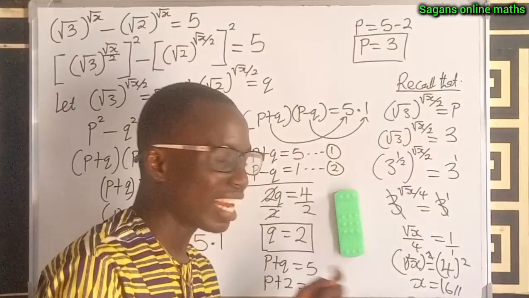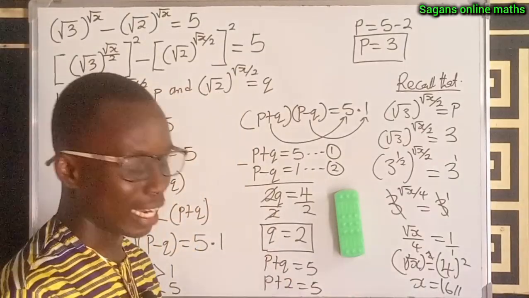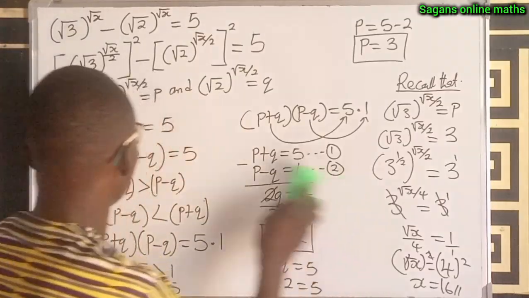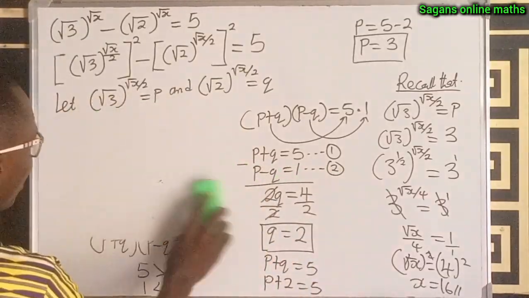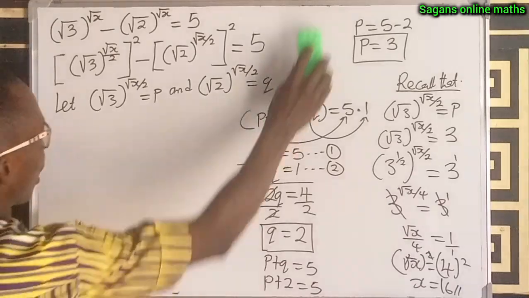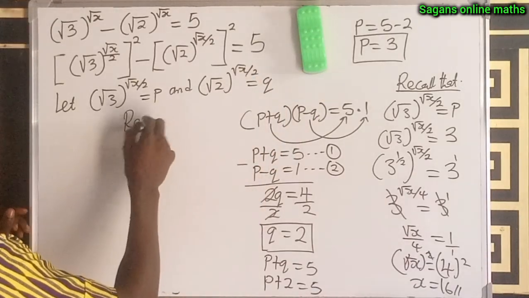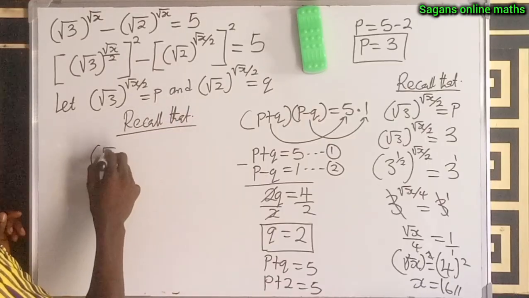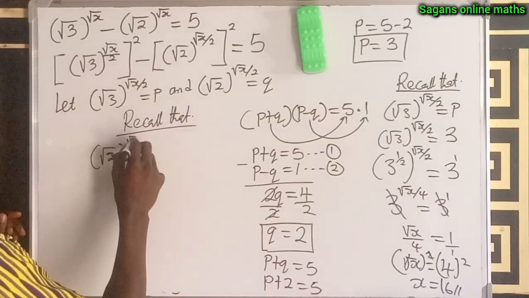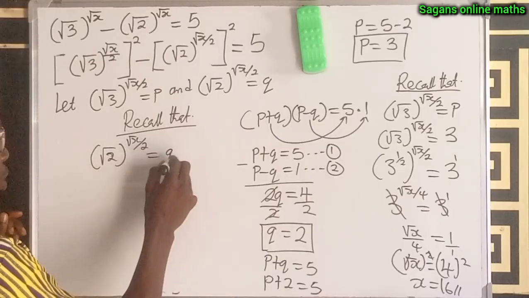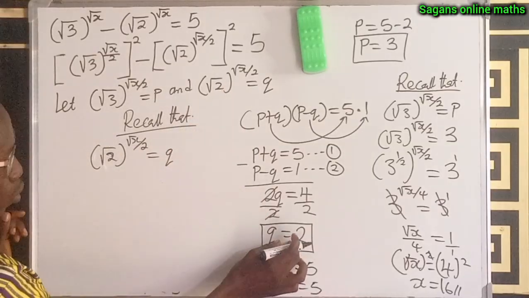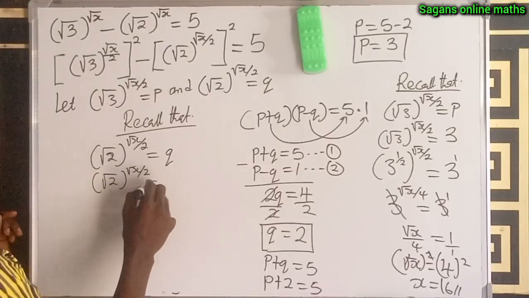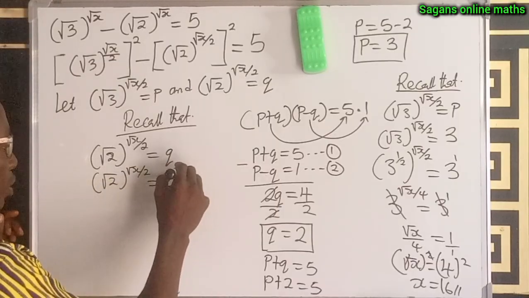I love this. Now let's see when our q is equal to 2. Let's see whether we can also find the value of x. Remember the value of x must be 16. So let's remove this from here quickly. Now at this point, let's recall that (√2) to the power of √x divided by 2 is equal to q. As you can see here, our q is 2. So it means that (√2) to the power of √x divided by 2 is equal to 2. Don't forget that the power of this 2 here is 1.